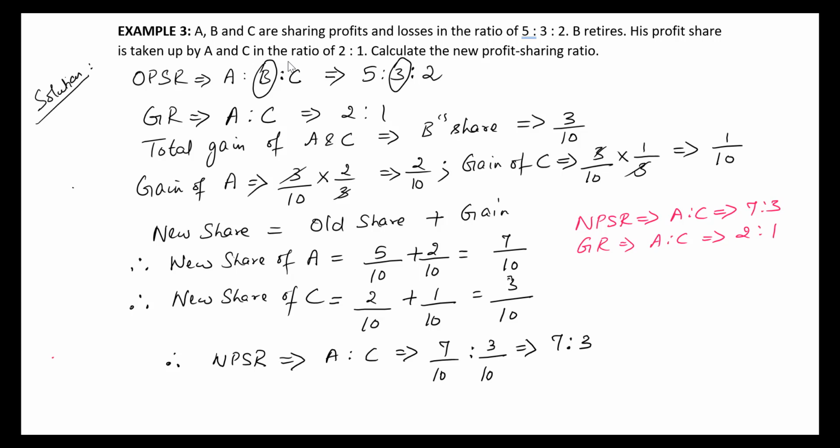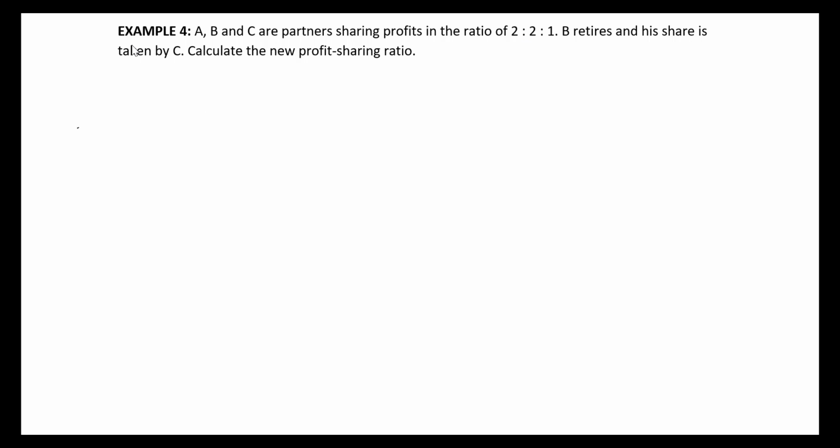Let's go to the fourth example sum. Example 4. A, B and C are partners sharing profits in the ratio of 2:2:1. B retires and his share is taken up by C. Calculate the new profit sharing ratio. Let's go ahead with the solution.